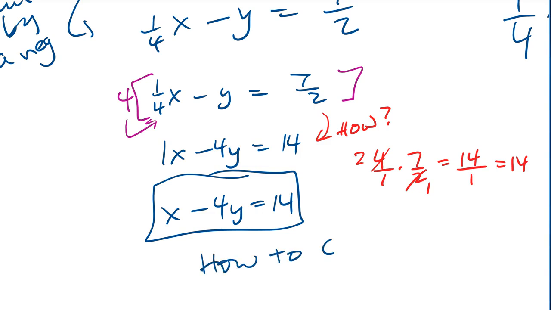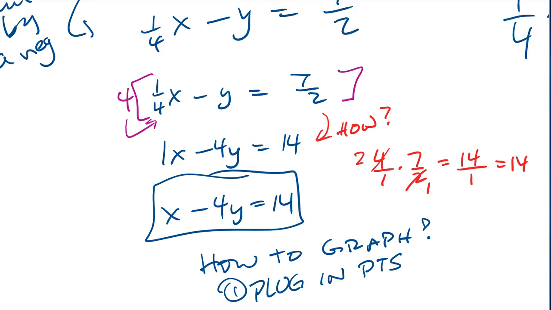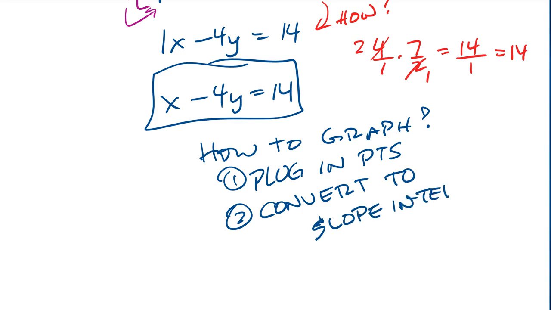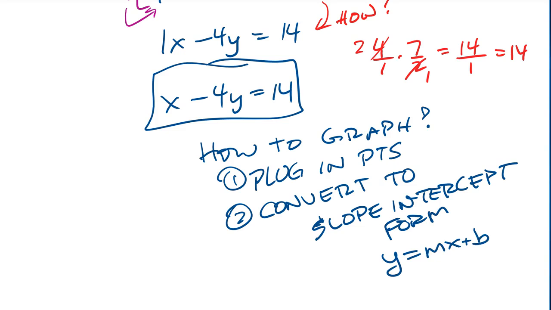Now, the reason why I don't like this way to put your answer is the question of how to graph this. If I give you a line just like this, how do you graph it? Well, you'll have to plug in points, or you'd have to convert to slope-intercept form. And why would you do that if you started out that way? If you just put it in slope-intercept form to begin with, that's y equals mx plus b, you wouldn't need to worry about it. But anyway, this is the standard form of the line.